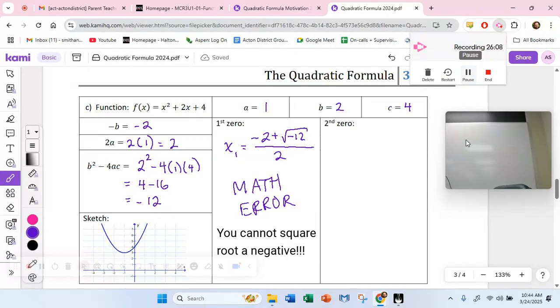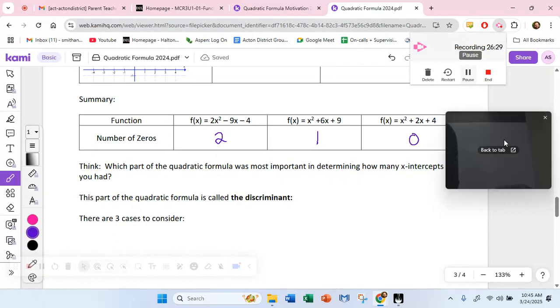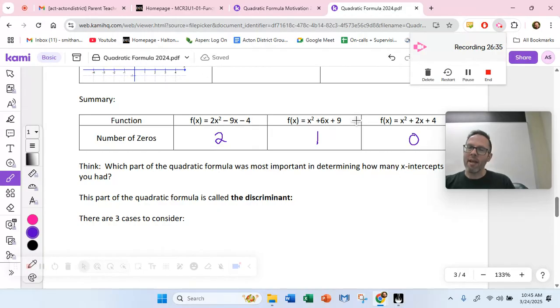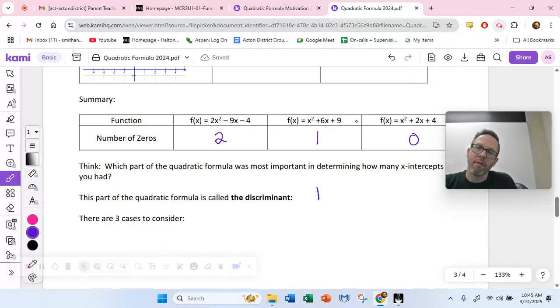Yes, it was the minus 12. The b squared minus 4ac is the important chunk that will tell you right away, I'm going to have 0, I'm going to have 1, or I'm going to have 2 x-intercepts. Here are the 3 cases summarized, and this term will be familiar for the 2D people. You guys learned this term last year. That b squared minus 4ac part is so important, it gets its own special name. It's called the discriminant of a quadratic function, capital D, b squared minus 4ac.